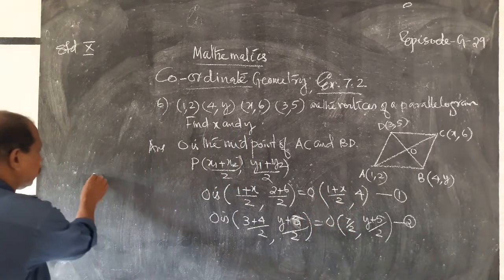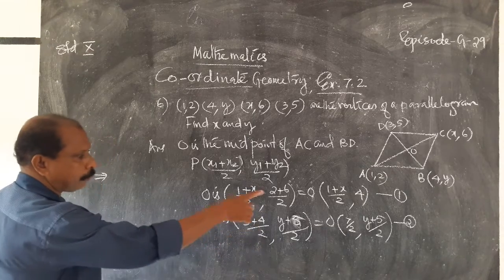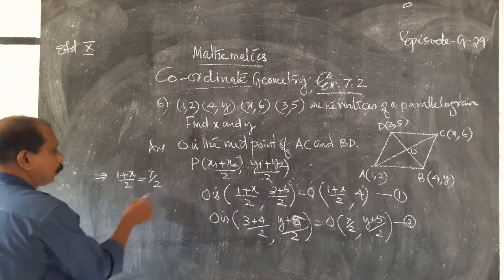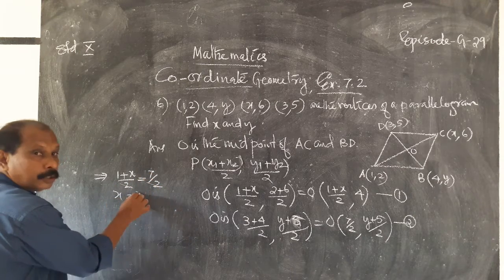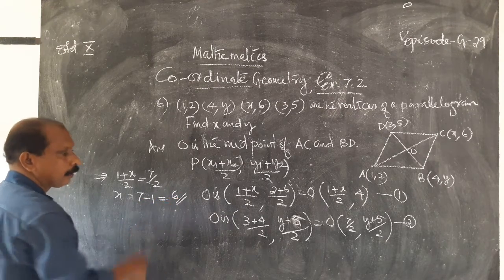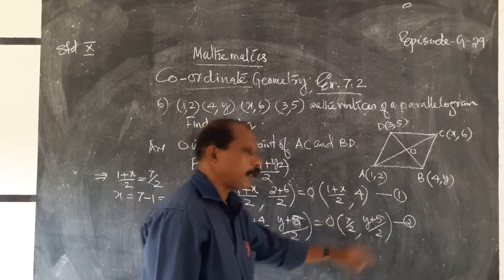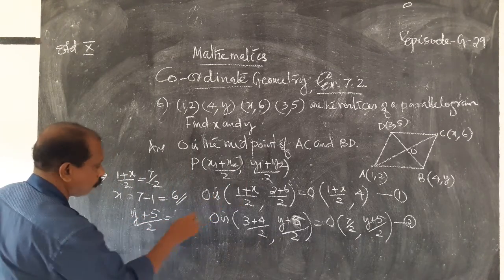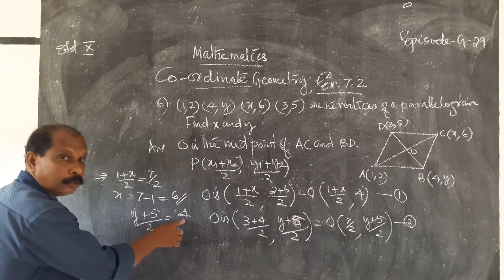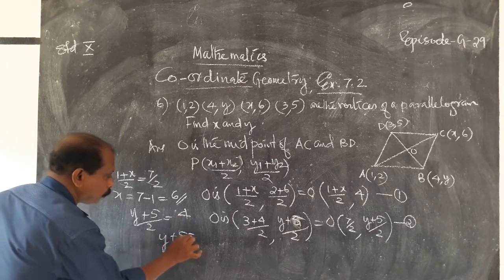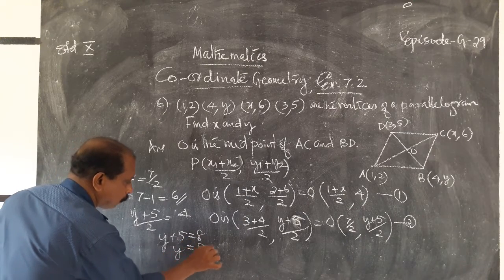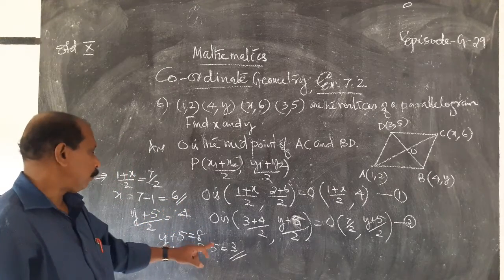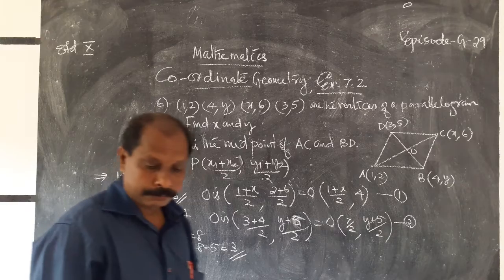Which implies that (1 plus x) by 2 is equal to 7 by 2. Cancel the 2. Therefore, x is equal to 7 minus 1, which is 6. Similarly, the y coordinates are equal. That is (y plus 5) by 2 is equal to 4. Then cross multiplication: 4 times 2 is 8. Therefore, y plus 5 is equal to 8, so y is equal to 8 minus 5, which is 3. Therefore, x is equal to 6 and y is equal to 3. These are the values of x and y.